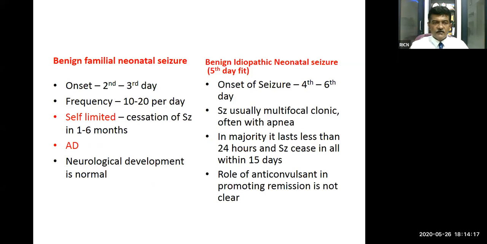Two benign epilepsy syndromes of neonatal seizures can occur, and you need to keep them in mind. One is benign familial neonatal seizures. It is autosomal dominant in nature. Onset is on the second or third day. Frequency is very high, 10 to 20 per day, but it is self-limited, and the prognosis for development is very good. So don't be afraid of the frequency to start with.